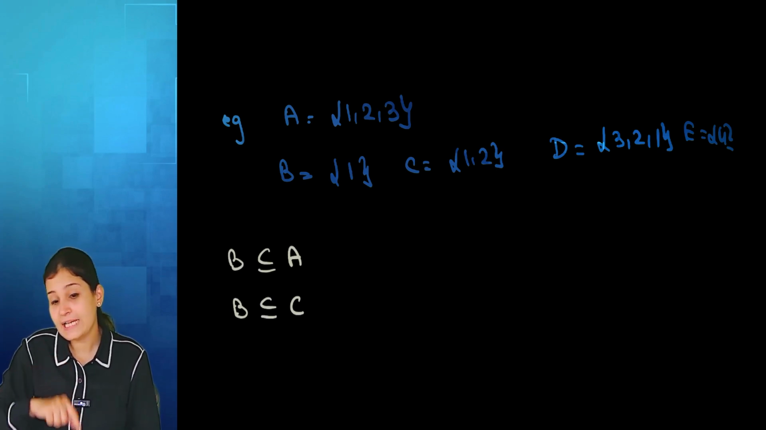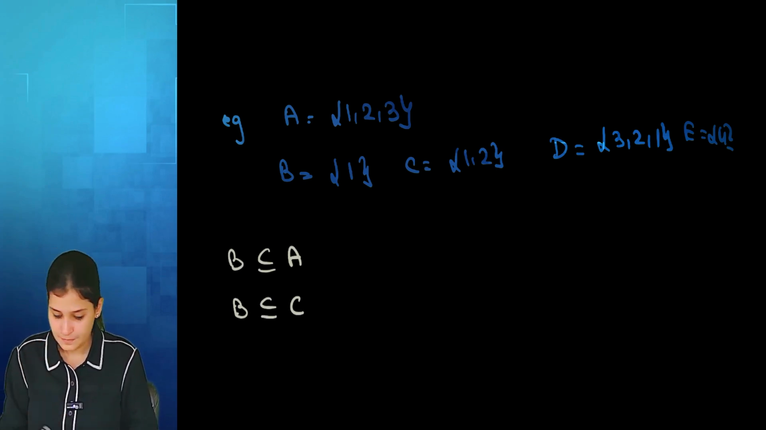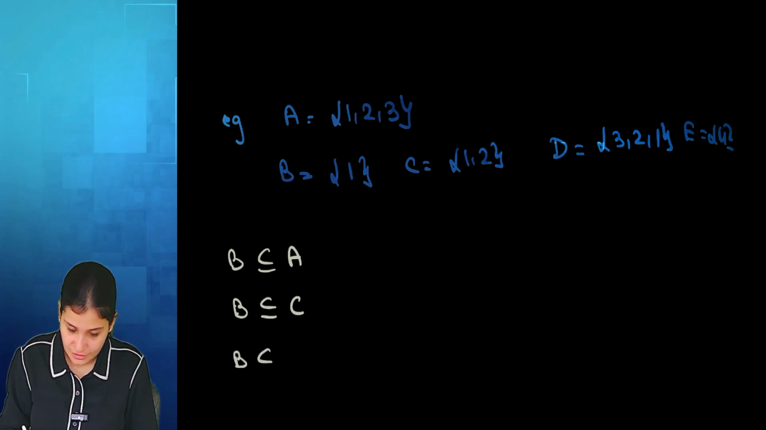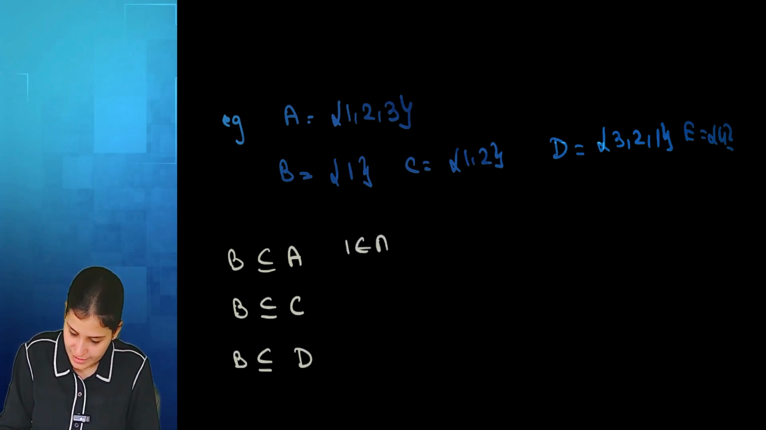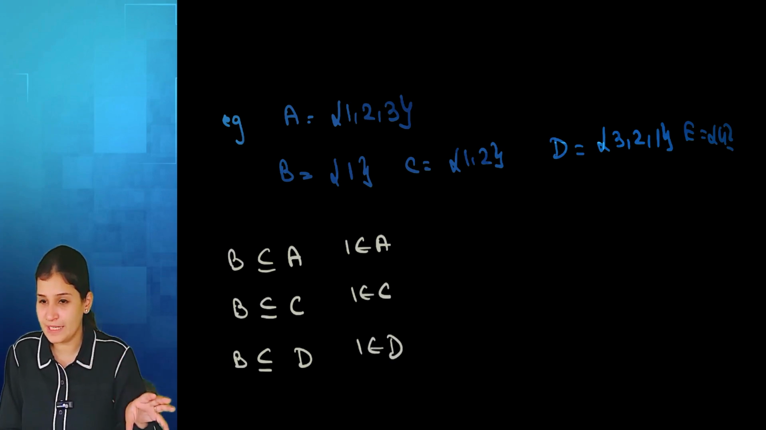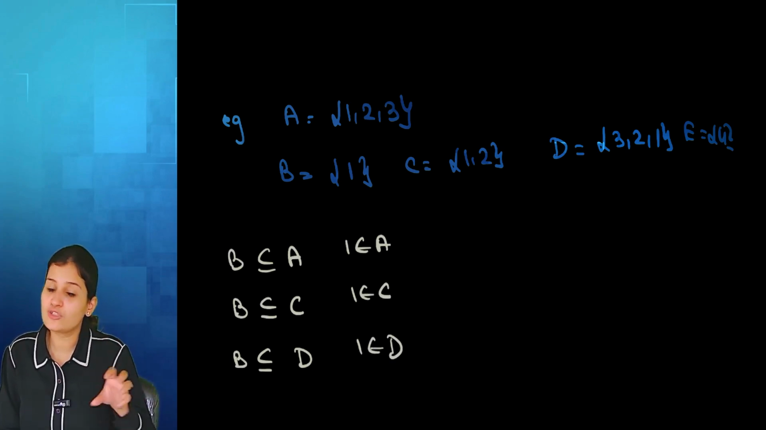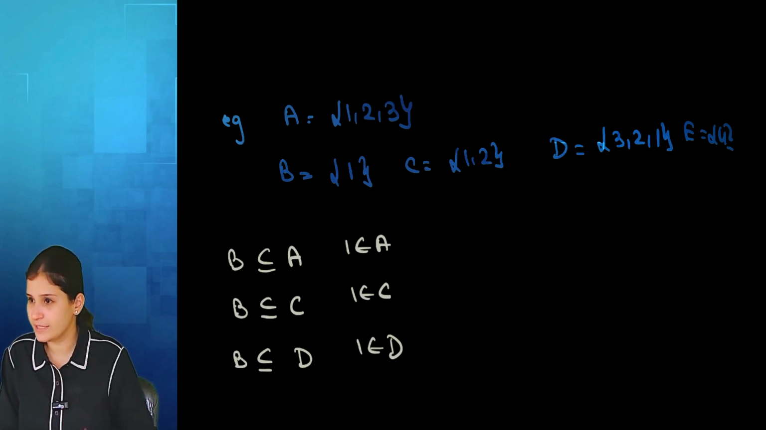Right? Again, B is also a subset of D. Yes, ma'am. Because 1 belongs to A, 1 belongs to C, 1 belongs to D. The only element present inside B is 1, and that element is also present in A, C and D. So, B is a subset of all the three.